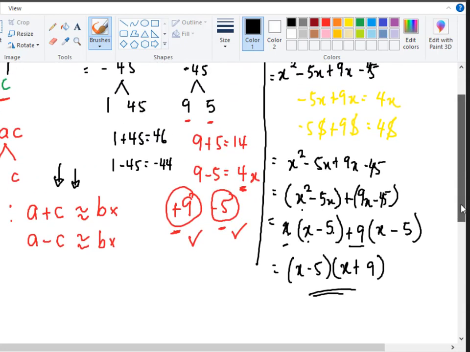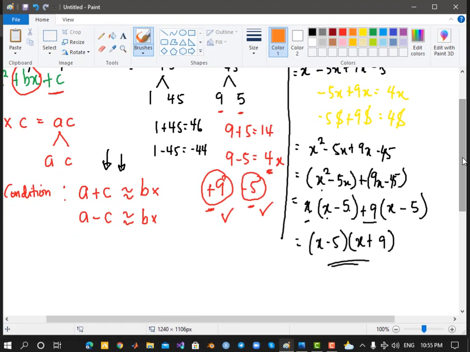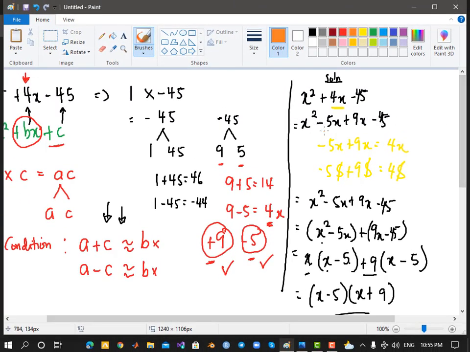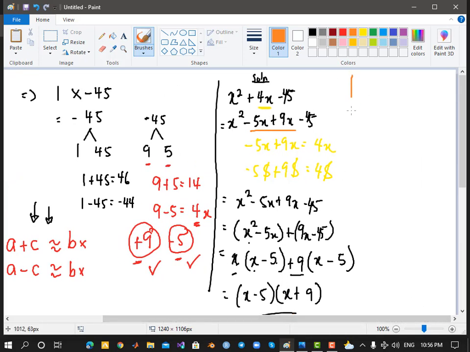Now somebody will also say that when you look at this side, the way it was arranged, you can also arrange it in a different way. So instead of rewriting it in this form, we can say that x squared equals x squared plus 9x minus 5x minus 45.